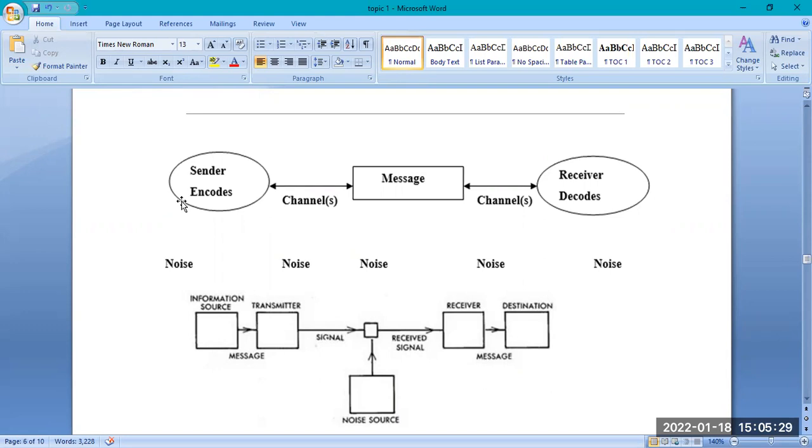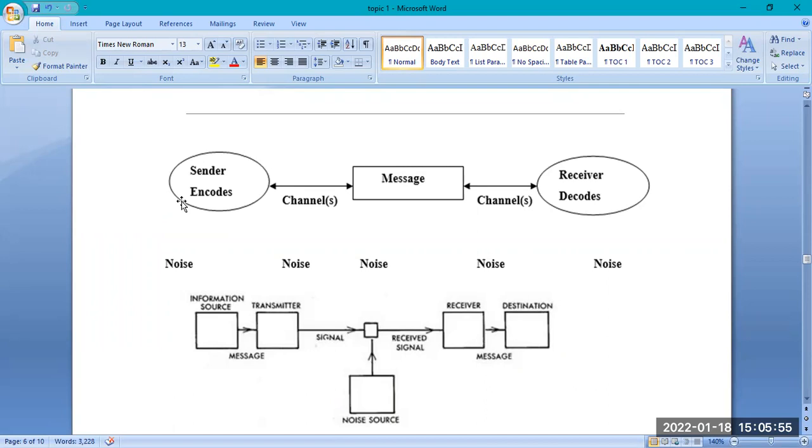Therefore, what are the elements of communication? Number one, we have the sender. Number two, we have the channel. Number three, we have the receiver. Number four, we have the feedback. And number five, we have noise. So in the process of communication, there is what we call noise. Noise is anything that interferes with communication.